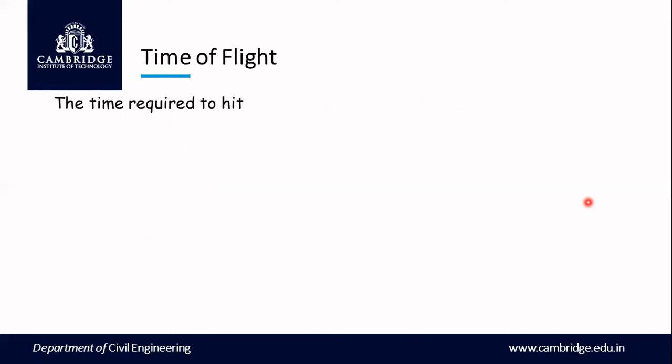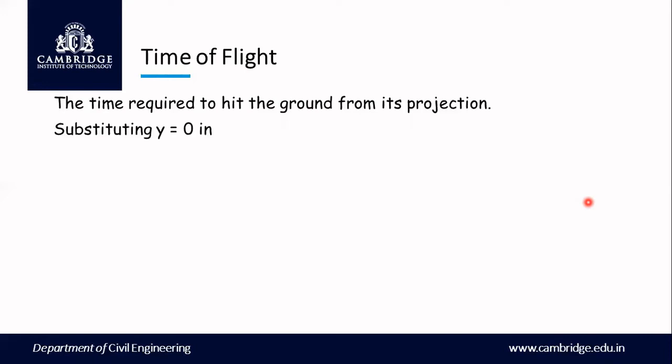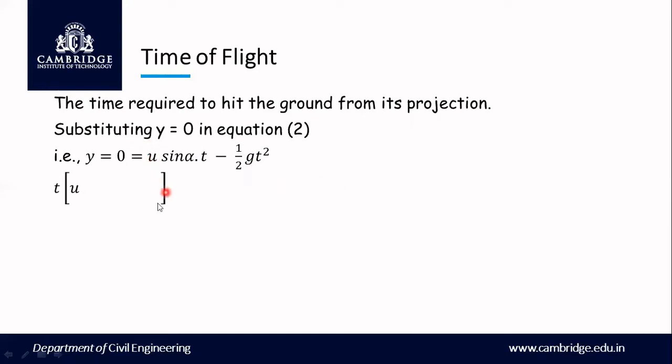The time that is required to hit the ground from its projection is called the time of flight. Substituting y is equal to 0 in equation number 2, that is, 0 is equal to u sine alpha t minus half gt square. If we substitute y is equal to 0 here, we can write t into (u sine alpha minus gt by 2) is equal to 0.